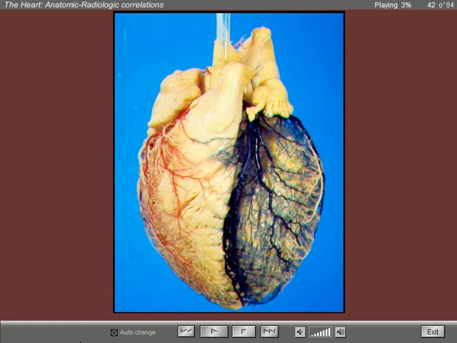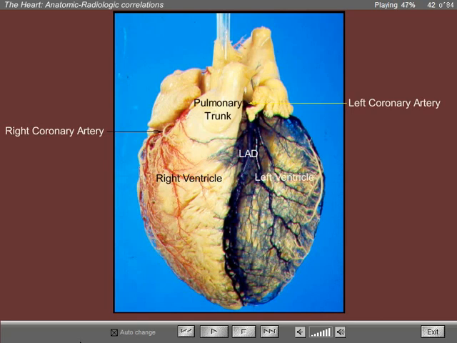This is the left anterior oblique rotation of a heart. This is a cast corrosion preparation. In blue are the branches of the left coronary artery. In red, the branches of the right coronary artery. Note that to the left of the LAD is the right ventricle, and to the right of the LAD is the left ventricle. The probe is in the pulmonary trunk.